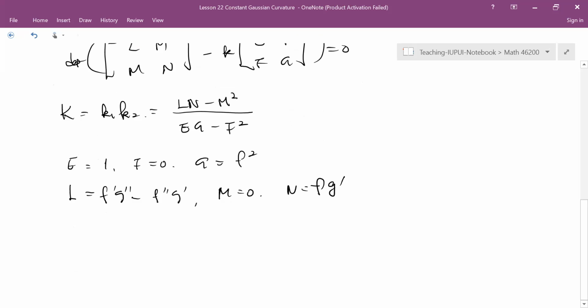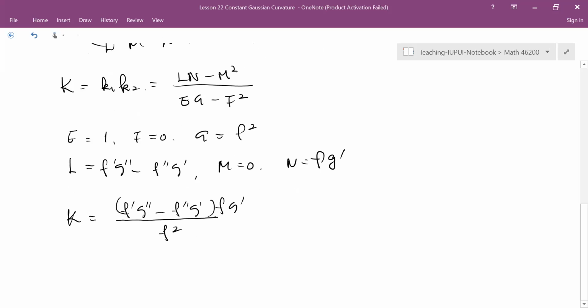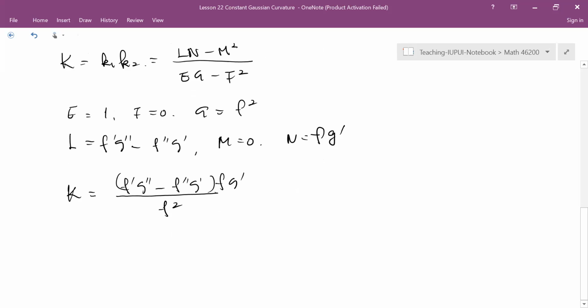Using that, after you plug into the above formula, you get the numerator and then f g prime, over f squared. Now using the fact that f prime squared plus g prime squared equals 1, you can get rid of g. So finally you will get K equals minus f double prime over f.